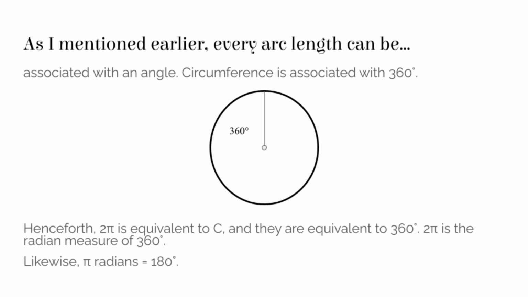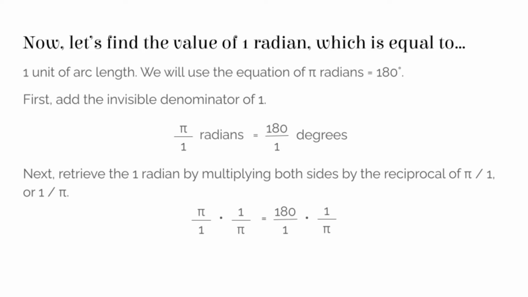Henceforth, 2 pi is equivalent to c, and they are equivalent to 360 degrees. 2 pi is the radian measure of 360 degrees. Likewise, pi radians equals 180 degrees. Now, let's find the value of 1 radian, which is equal to 1 unit of arc length. We will use the equation of pi radians equals 180 degrees.